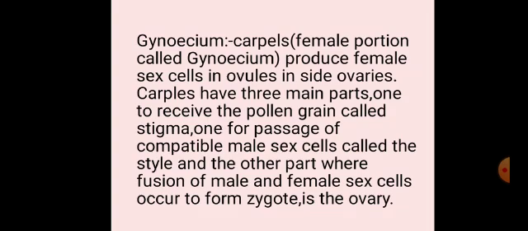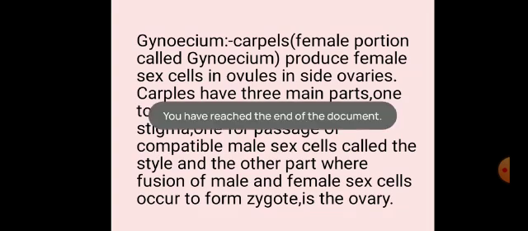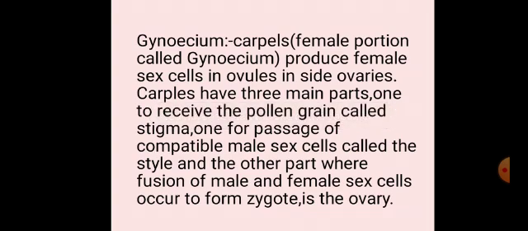So in the female reproductive part, how many parts are there? There are three parts: stigma, style, and ovary. In the male reproductive part, filament and anther are there. Okay students, thank you.